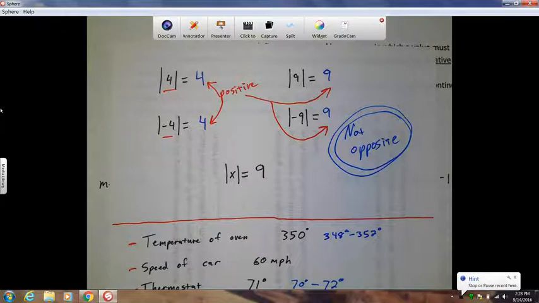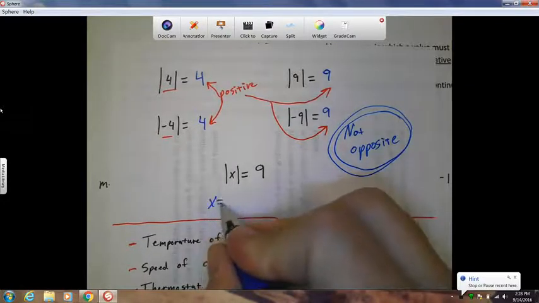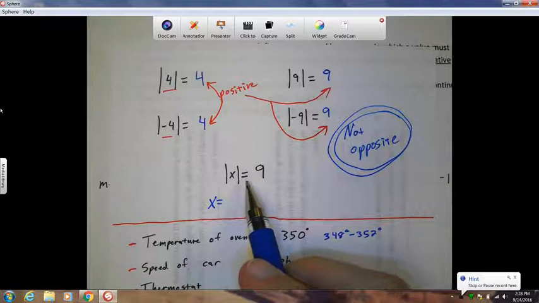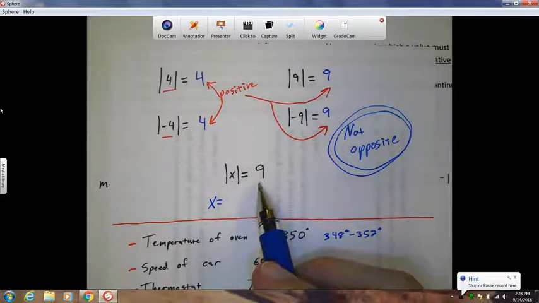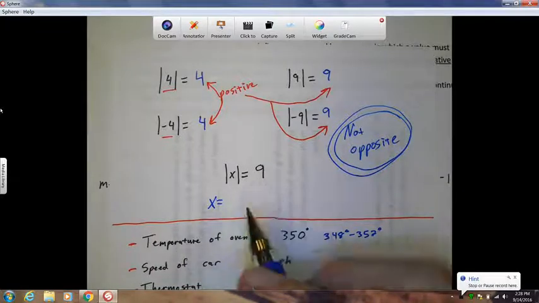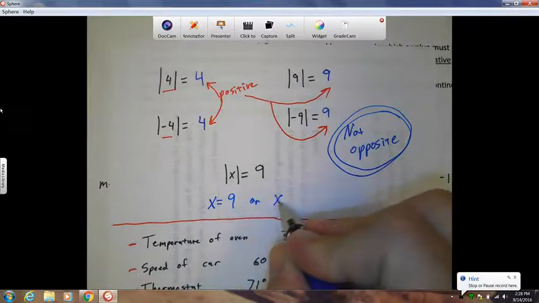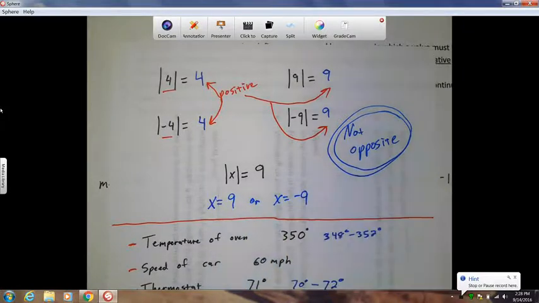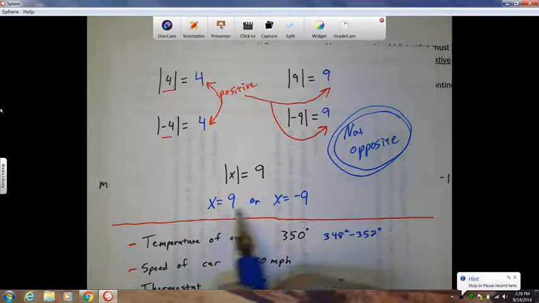The next thing is, let's say I have absolute value of x is equal to 9. Well, what does x equal? What is 9 places away from 0? Well, that could be 9 or negative 9. And if you don't put both answers, then you haven't gotten it correct.